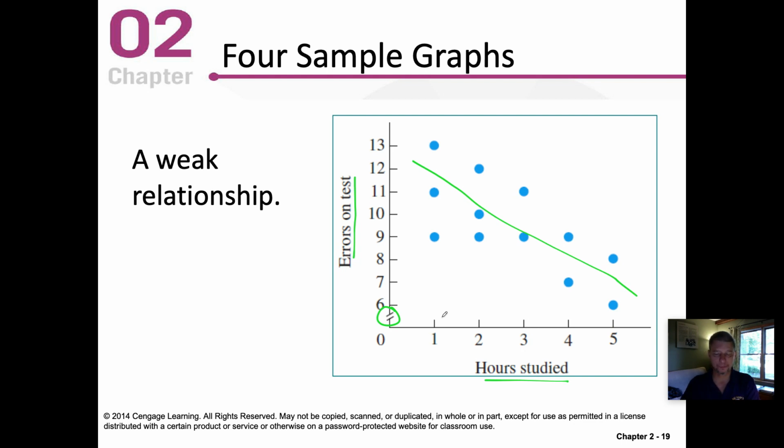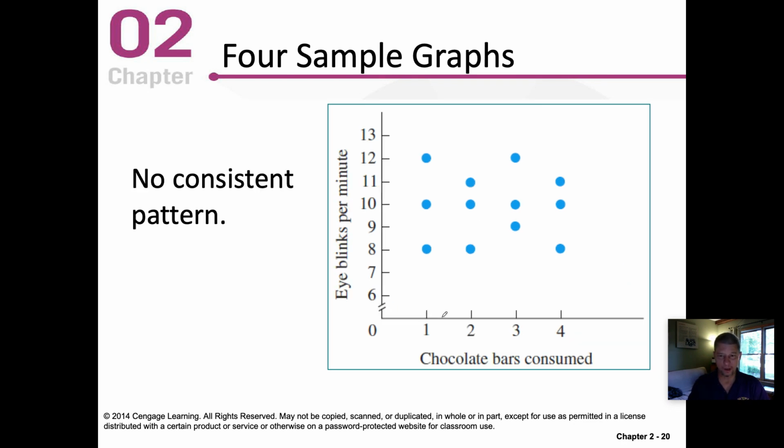Right? Now, in our next graph here, there's no relationship at all. All right. This is the relationship between the number of eye blinks per minute, the number of times you blink, and the number of chocolate bars consumed. And again, let me point out, I don't like the break here. But you can see that the data here is just all over the place.